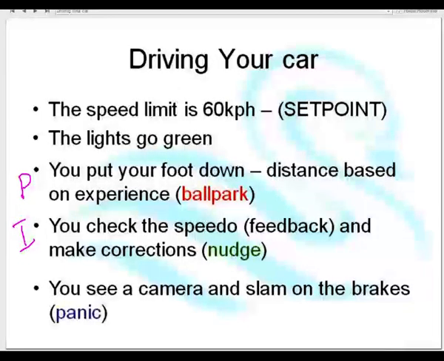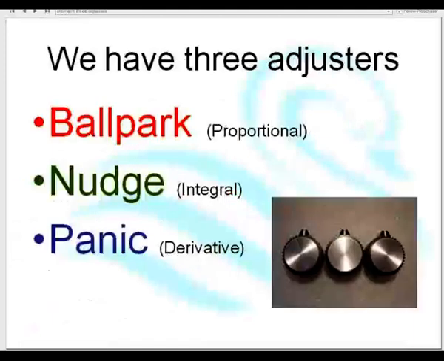Now you're going down the road a little bit more and you see a speed camera. Now irrespective of what speed you're doing, because you've seen a speed camera, you're going to take your foot off the accelerator. That's what I call the panic move. That's kind of what the D term does, the derivative term. So we have these three terms. P, I, and D, which I like to call ballpark, nudge, and panic, because that's pretty well what they do.